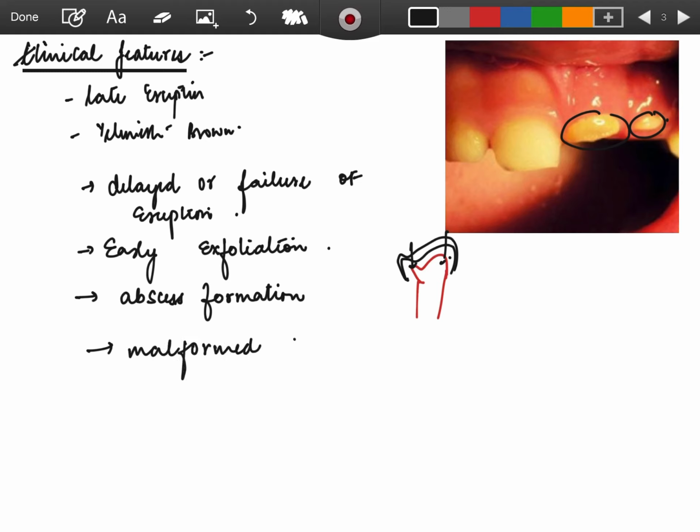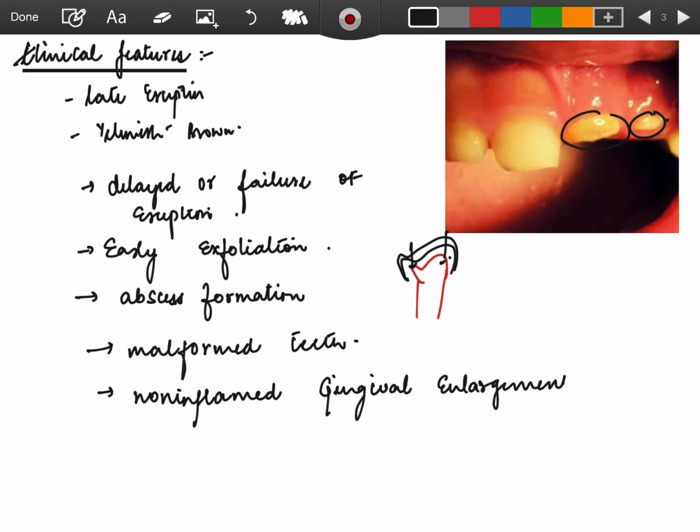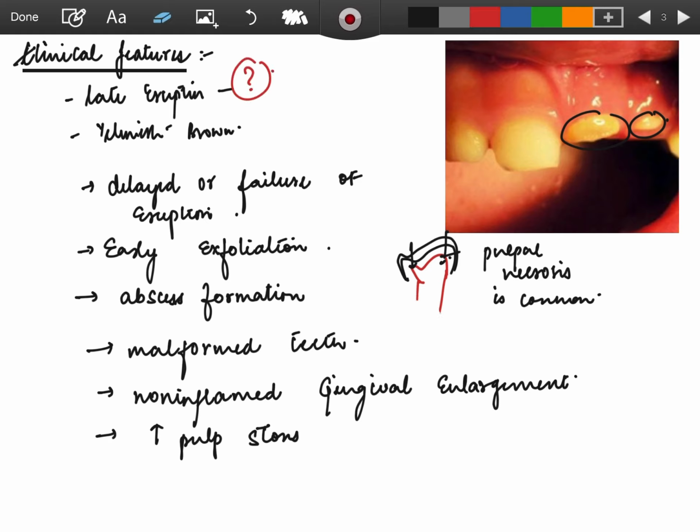There is a malformation of the teeth. It may be accompanied by non-inflamed gingival enlargement, and there is a high tendency for the formation of pulp stones. So it appears irregular, and pulpal necrosis is very common because there are enlarged pulp chambers. Why does there occur a delayed or failure of eruption? Because of the presence of dentinal clefts.